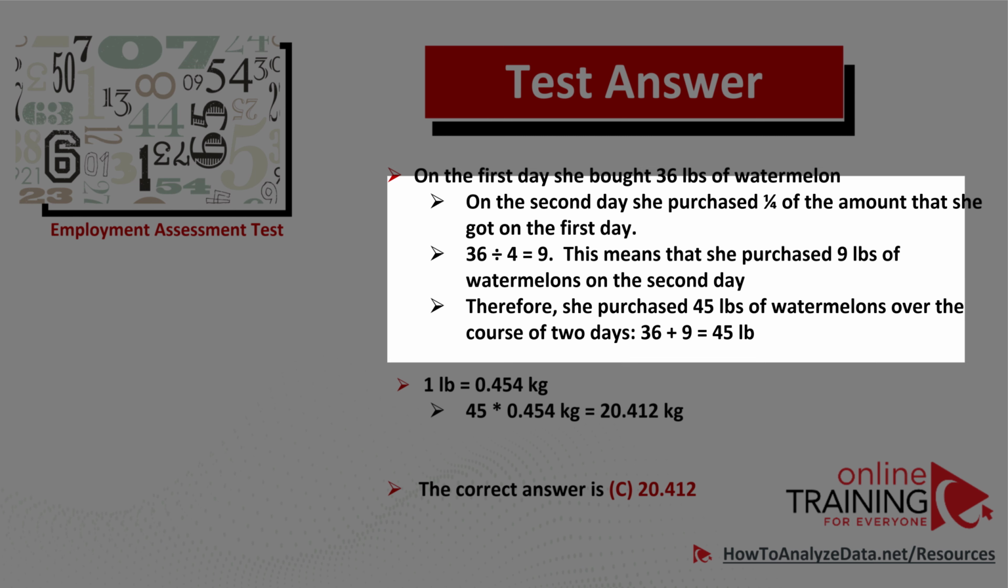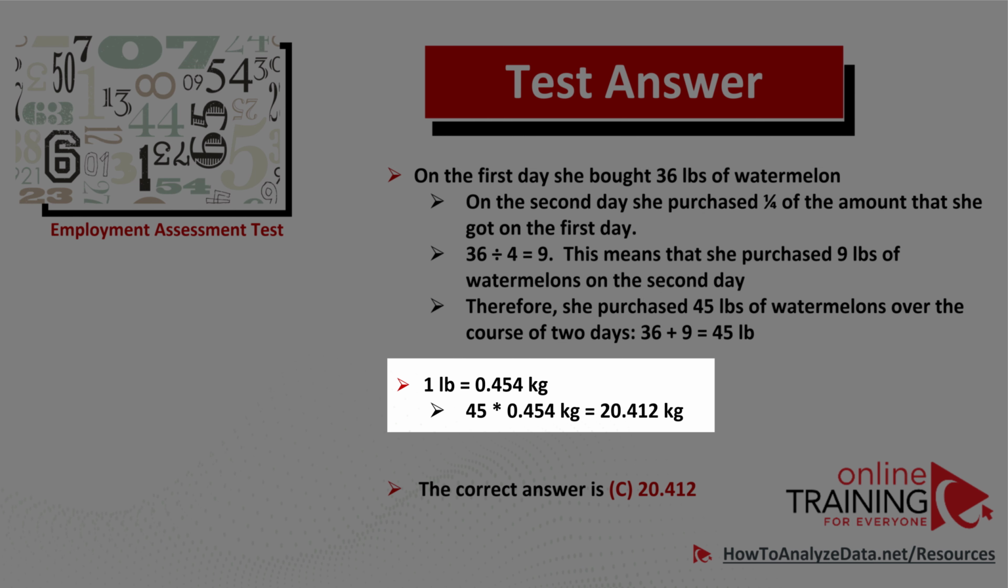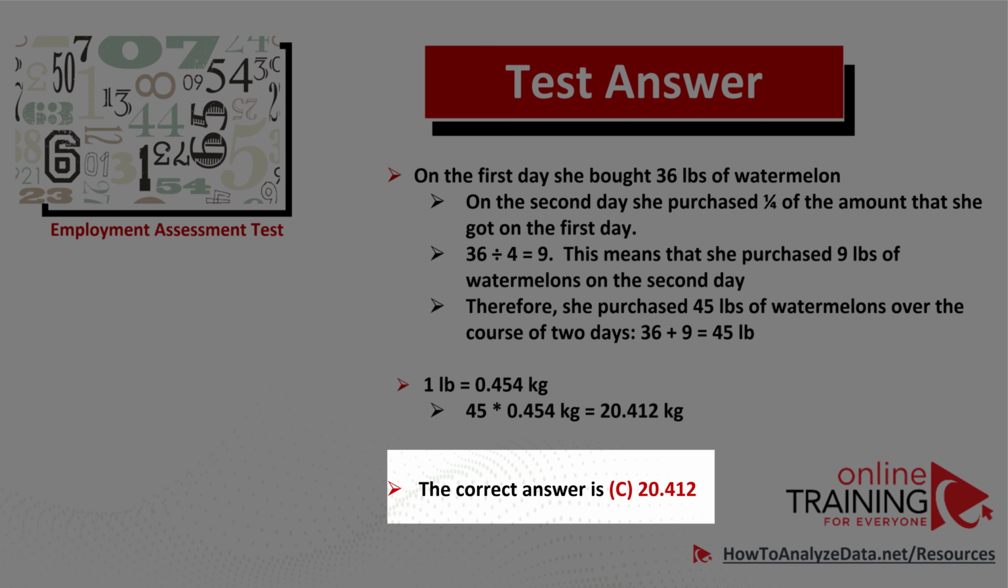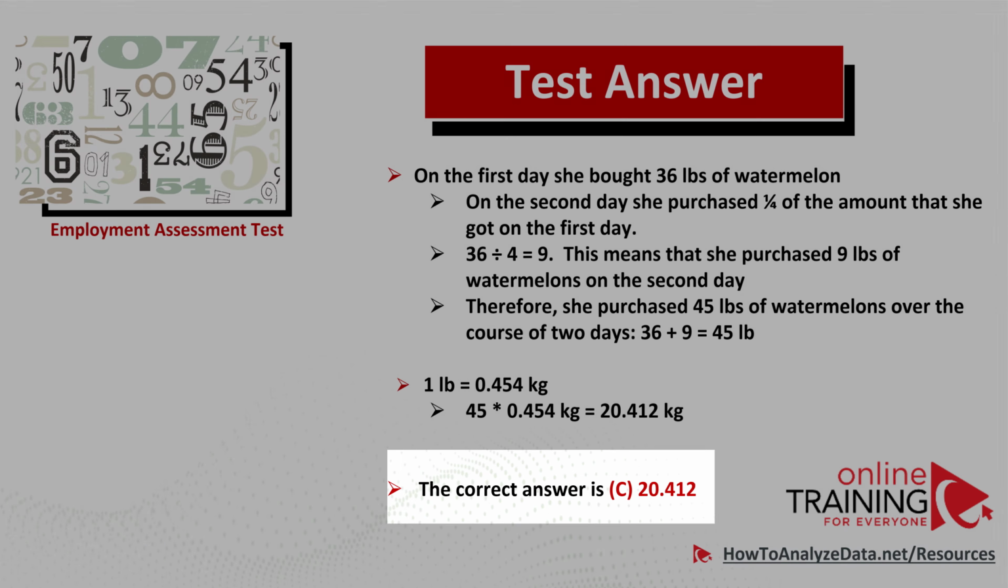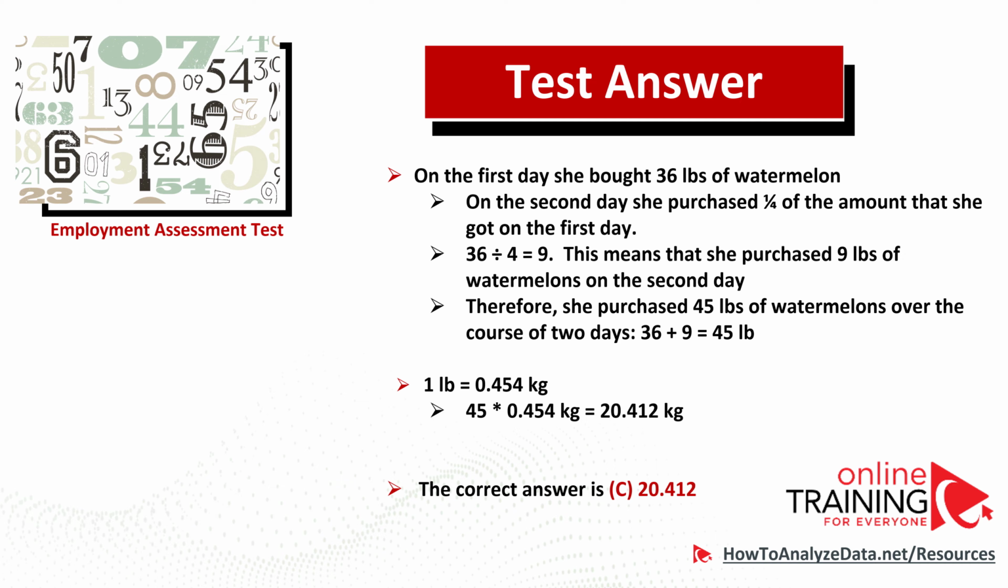Because 1 pound equals 0.454 kilograms, the total amount of watermelon in kilograms can be calculated as 45 multiplied by the conversion rate, which would be equal to 20.412 kilograms. So the correct answer is choice C, 20.412 kilograms. Hopefully you've nailed this question.